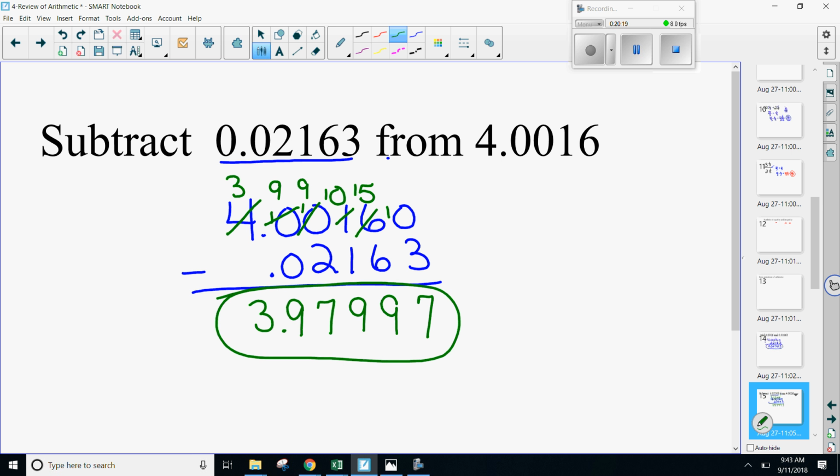Line up those decimal points. You have to be nice and neat about it. If you're scrunching things up and not making it too neat, it's going to make it difficult.